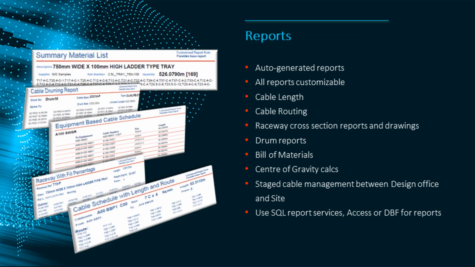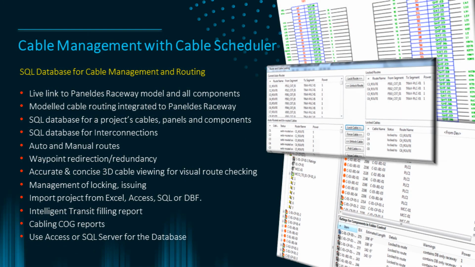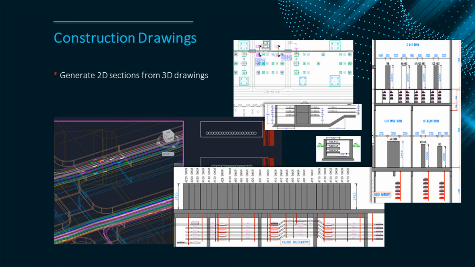Paneldes Raceway creates many automated reports: cable length and route, raceway cross-section reports and drawings, drumming reports, bill of materials, centre of gravity calcs, and staged cable management between design office and site. The best interface for cable management is Cable Scheduler. Cable Scheduler provides many advantages over a CAD interface for routing. One of the primary gains comes from database organisational features for easy staging of your project into manageable batches of cables. Paneldes Raceway creates construction drawings, 2D sections from 3D drawings.